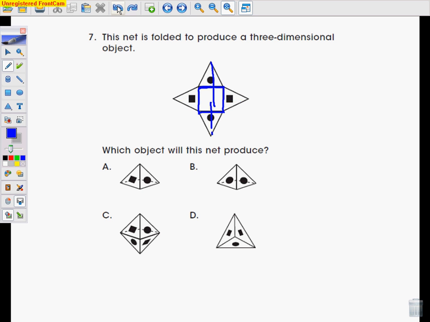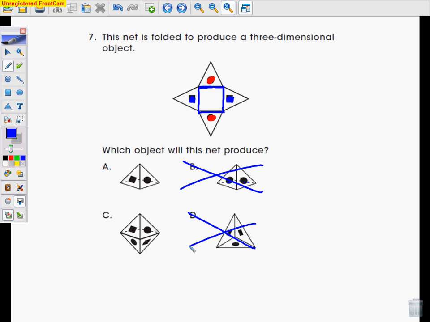Now, a couple things that you should notice when you fold that is that the circles are on opposite sides of each other, and the squares or the rectangles, whichever those are, are on opposite sides of each other. So you could eliminate some choices here, because in B, for example, you have circles that are adjacent to each other, meaning they're right next to each other, they're touching, and that's not what our net looks like. Same thing with D.